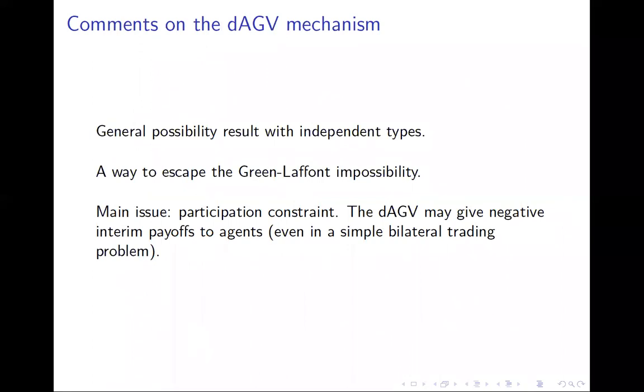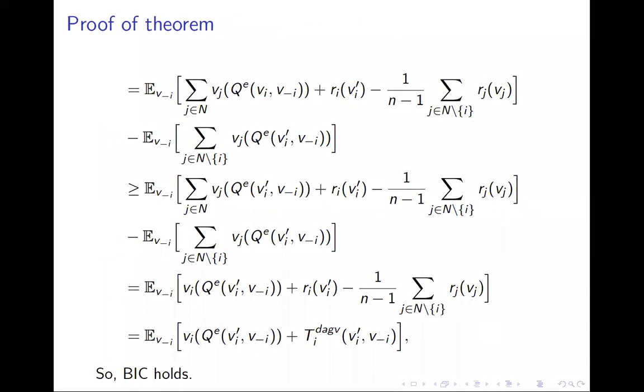This shows that there is a general possibility result with independent types: Bayesian incentive compatibility, budget balance, and efficiency are always compatible. So this is one way to escape the Green-Laffont impossibility result in very general models. But the main issue is the participation constraint. These dAGV mechanisms may give negative interim payoffs to agents even in a simple bilateral trading model. You can set up a simple bilateral trading model, take a uniform distribution, and figure out the payments at certain types and so on.